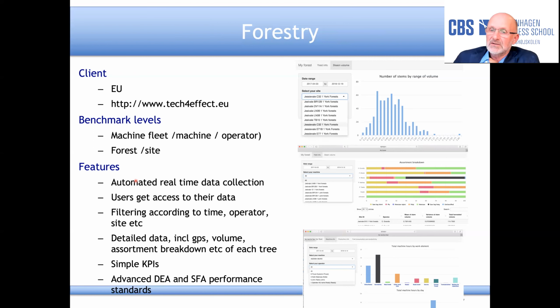And the cool thing when it's all working is that we're getting this data in real time and automated over the internet. So it means that you log in, and you can always see what has been happening in the last couple of days in your forest, or what your machines have been doing. And then, of course, we need a lot of possibilities to filter. So you'll want to look at a given time window, a given operator, a given site you want to focus on. We even have GPS of individual trees. There are enormous amounts of data that are being collected by these machines.